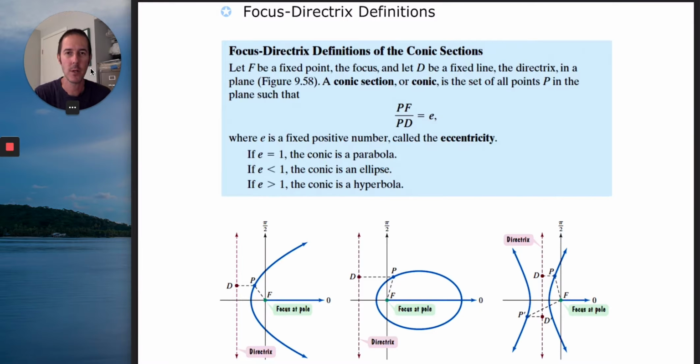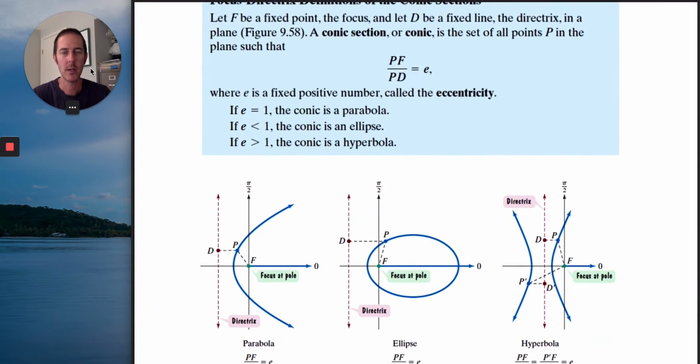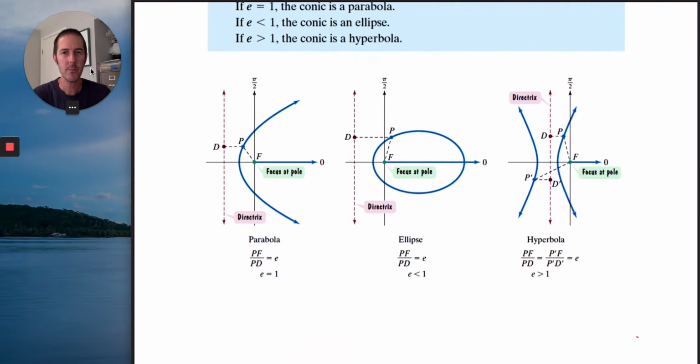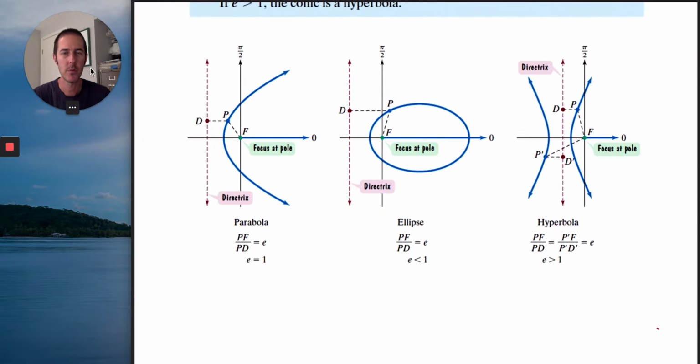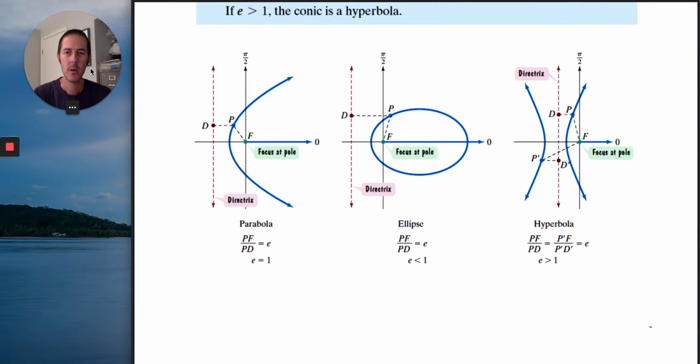The focus directrix definitions of the conics involve this E value, which is the eccentricity. As you're seeing here, if E is equal to 1, the conic is a parabola. If it's less than 1, it's an ellipse. And if it's greater than 1, it's a hyperbola. And here are these generic diagrams of those conics, and below them, their eccentricity values.